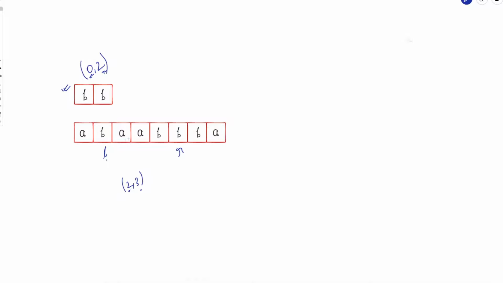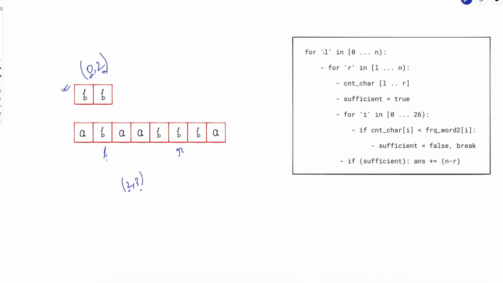So what is the pseudocode? The pseudocode for this would simply look something like this. You will try out every possible substring, which is, you will start with every possible starting and every possible ending of a string, of a substring. Now, for every possible substring, you will count the number of characters that are there, right? And you will compare whether you have enough characters for each of the possible characters or not.